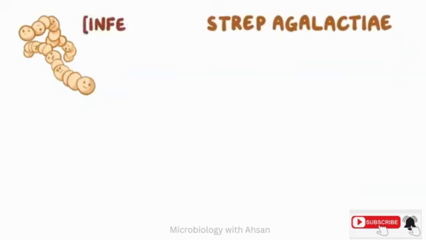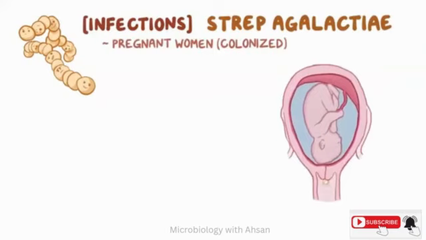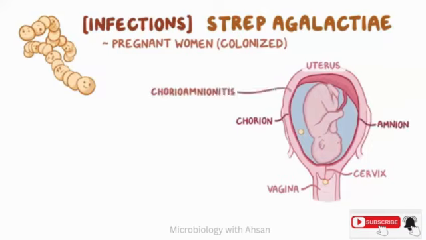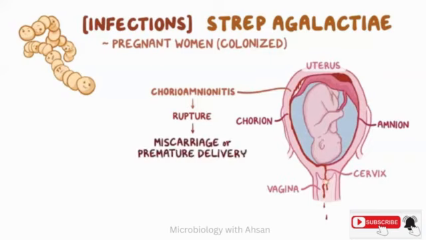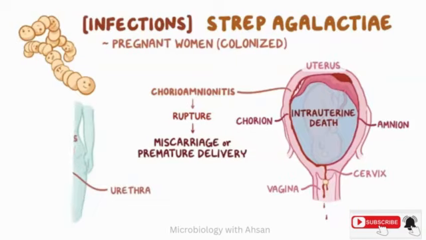Strep agalactiae can cause a number of infections. In pregnant women who are colonized with strep agalactiae, bacteria can ascend from the vagina through the cervix and get right into the uterus. From here they can infect the fetal membranes, namely the chorion and amnion, causing chorioamnionitis. When this happens, these membranes can get damaged and then rupture before delivery time, resulting in a miscarriage or a premature delivery. Sometimes the infection can even spread to the fetus itself, causing intrauterine death. Alternatively, strep agalactiae can get from the vagina onto the perineum and make their way up the urethra, causing cystitis, which is the inflammation of the urinary bladder.